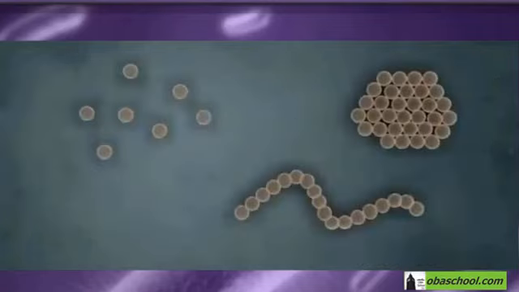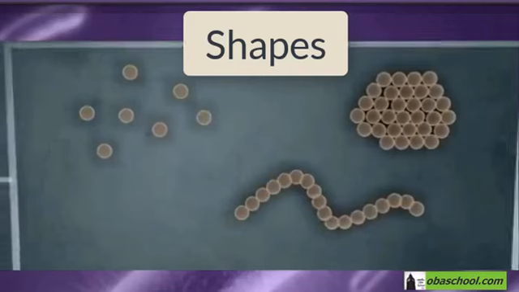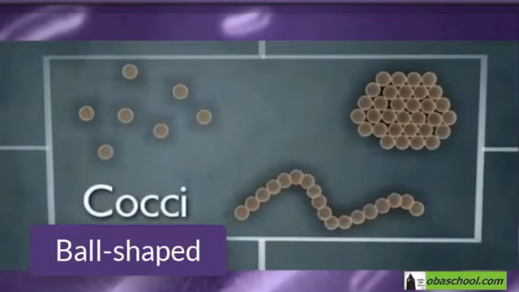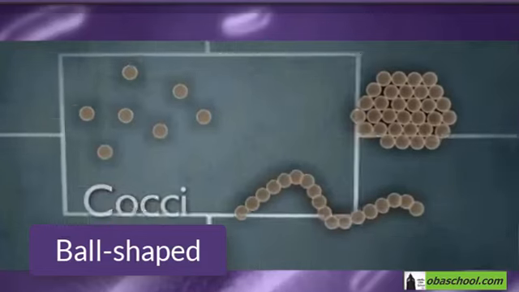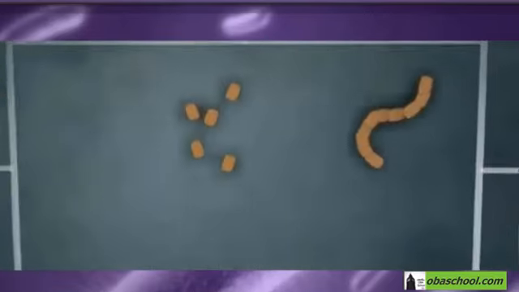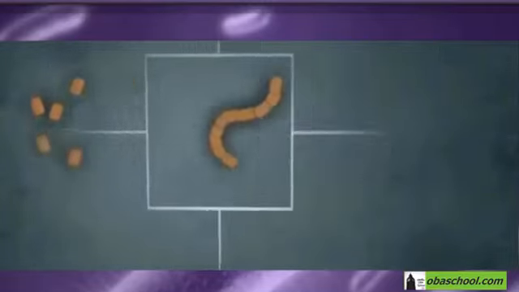The bacteria can also be classified according to their different shapes, as you guys can see. The first shape is the cocci, which is a ball shape. For example, the pneumococcus. The second shape is the bacilli, which is a rod shape. For example, the E. coli.